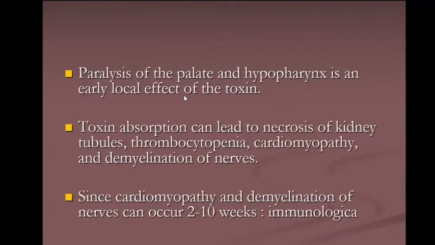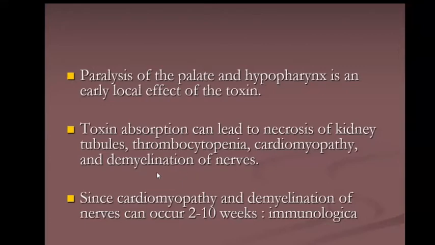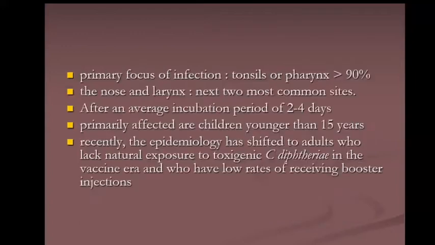Then the next step is paralysis of the palate and hypopharynx, which is the early local effect of the toxin. And toxin absorption might also cause necrosis of kidney tubules, and sometimes thrombocytopenia, cardiomyopathy and demyelination of the nerves. So these cardiomyopathy and neuropathy are present from the 2nd and 3rd week of the illness, and it may be related to immunological phenomena.